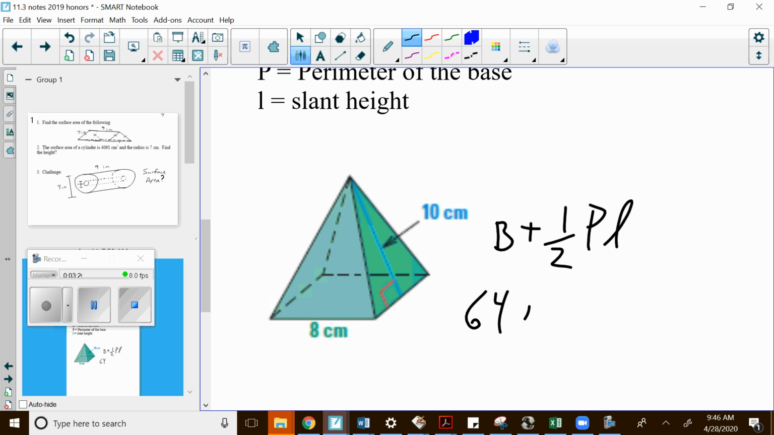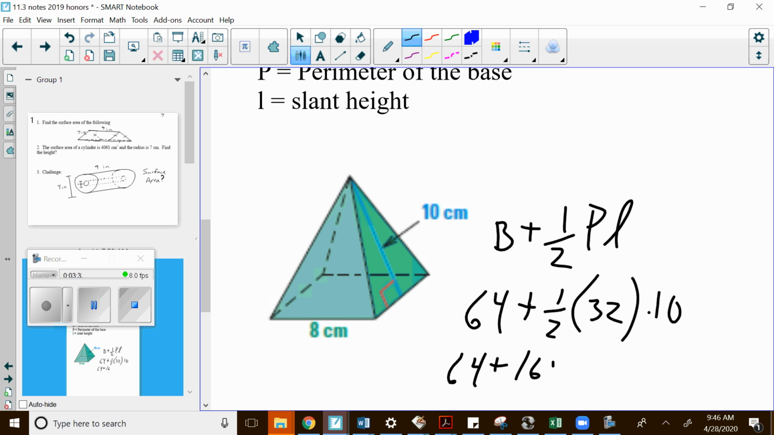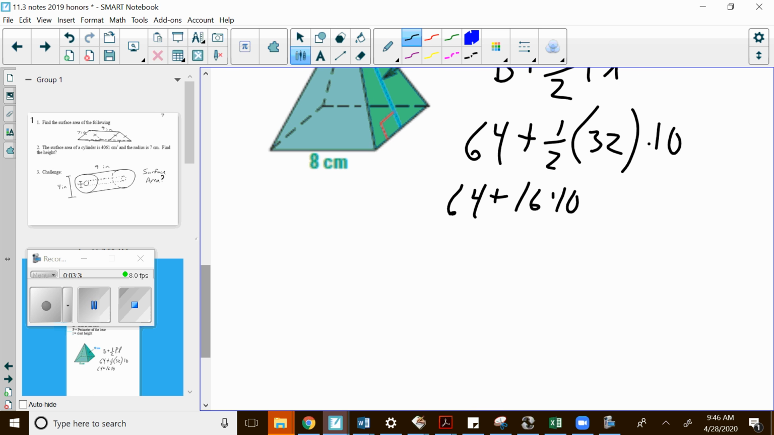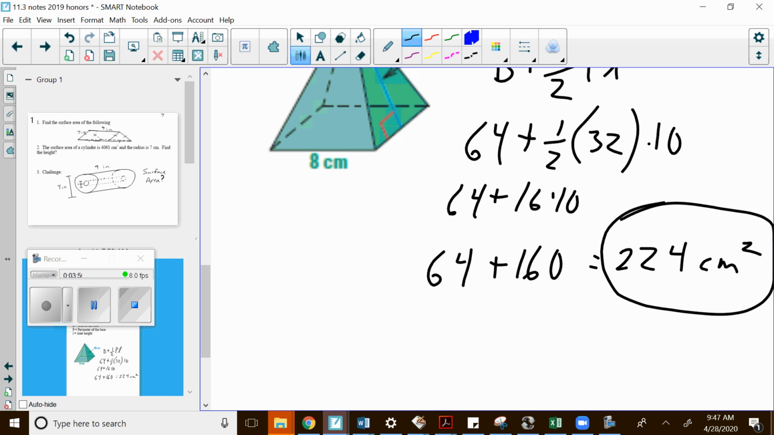Plus 1/2 times the perimeter of the base, which would be 32, 8, 8, 8, and 8, and then the slant height would be 10, and then it's just a calculation. 64 plus 16 times 10, which is 64 plus 160, which is 224. And this is back to units squared, centimeters squared here. This is surface area. If you have the base dimensions and you have the slant height, this is pretty easy.